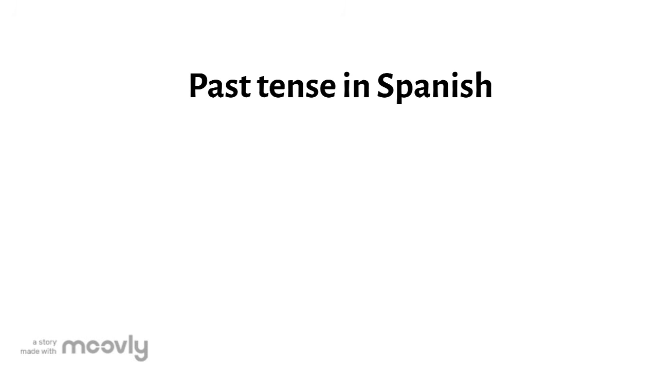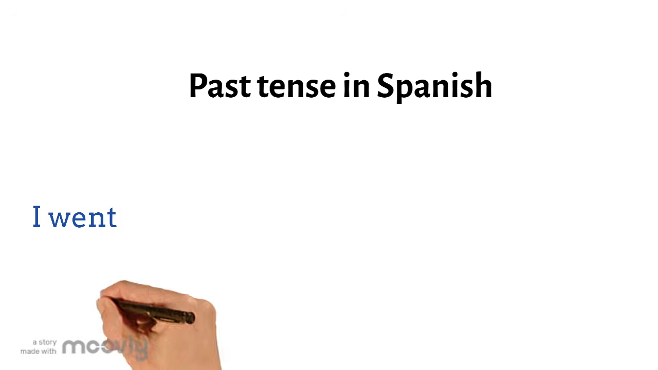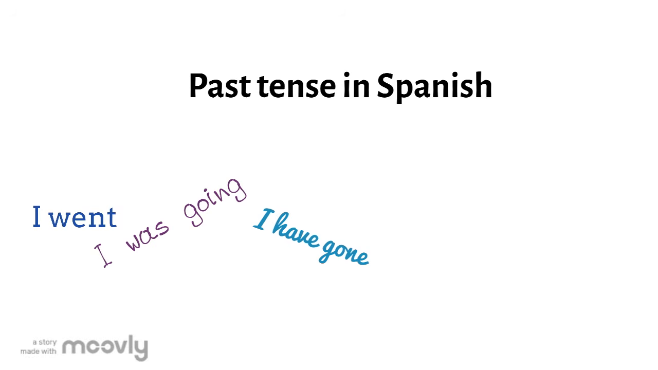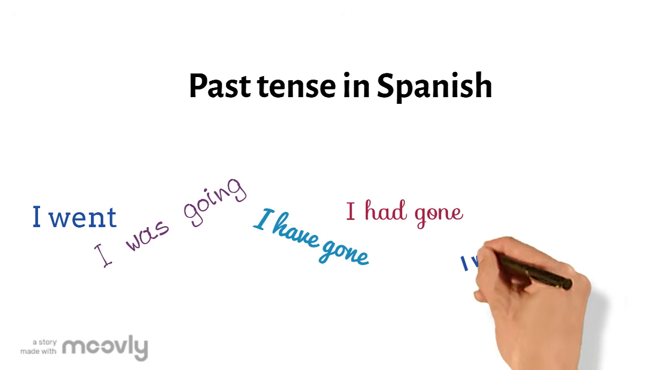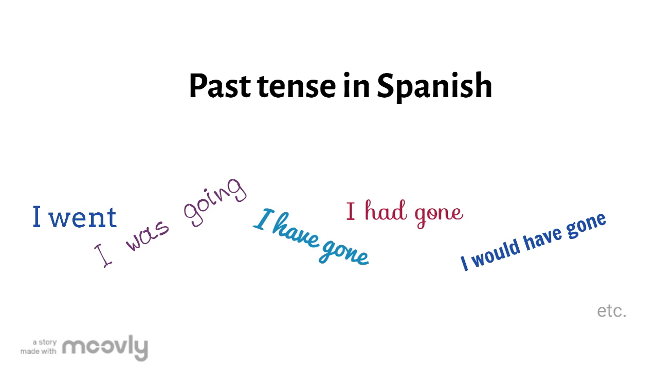Just like in English, there are lots of ways to use the past tense in Spanish. I went, I was going, I have gone, I had gone, I would have gone. All of these are past tense. Today, we're learning about the simplest one. It's called the preterite, or in Spanish, pretérito.